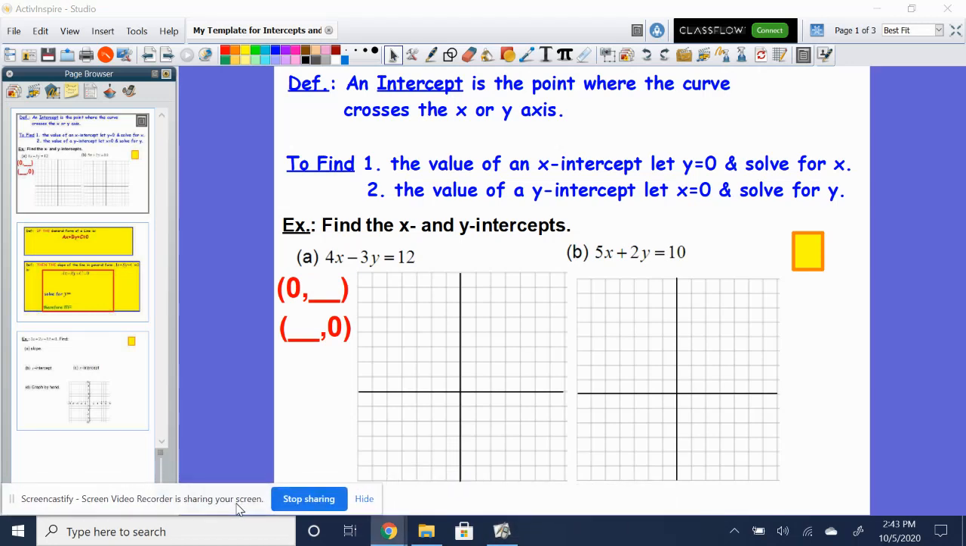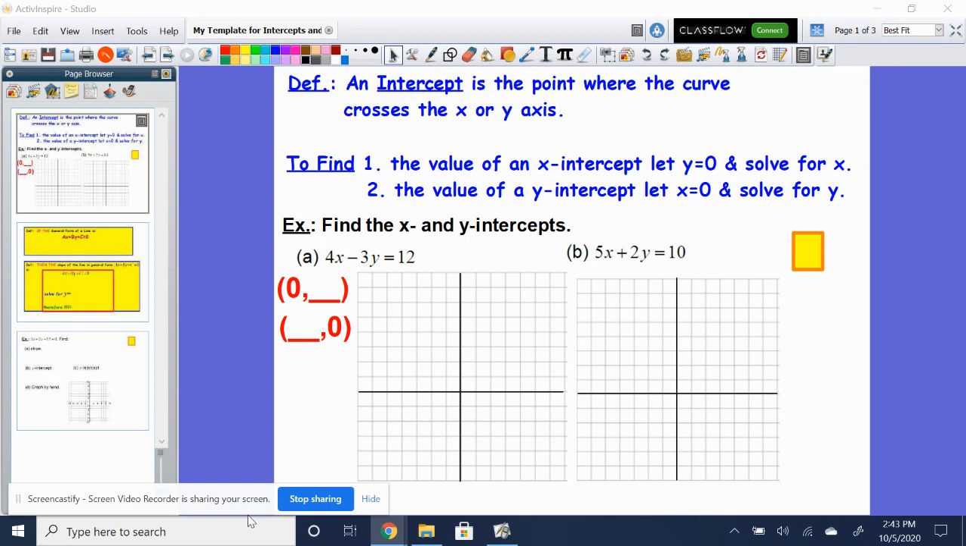Hi guys. Okay, so we want to look a little bit first at intercepts and then also at another form of the equation of the line. The first thing to remember is that an intercept is the point where the curve crosses the x or the y-axis. So an x-intercept is where the line, or any graph, crosses the x-axis, and a y-intercept is the place where a graph crosses the y-axis.